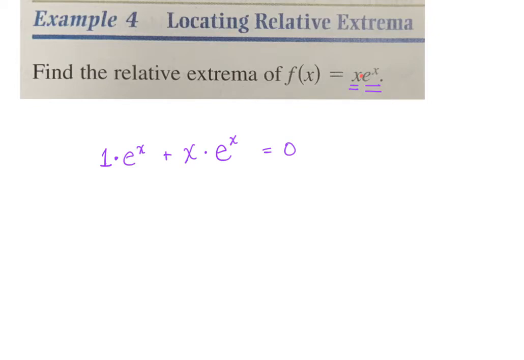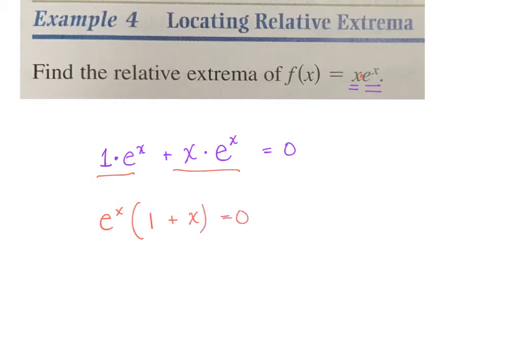Now, when you have something equal to 0, the first way you're going to look to see if you can solve this is by factoring. So is there anything I can factor out of these that is in common? What's in common to those two groups? Yes, e to the x. I'm left with 1 plus x.